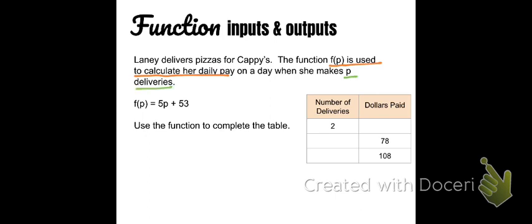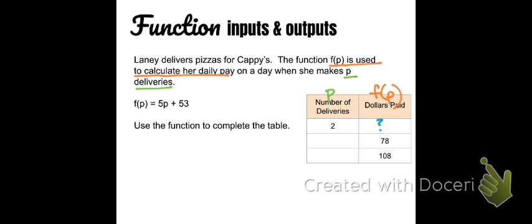So what I would do is underline that key information, and I'm going to label the number of deliveries, that's p. The dollars paid, that's f of p. Our input into this function is p, the number of deliveries. Our output of this function is dollars paid, f of p. So again, we're just going to go through this process of filling in the table.